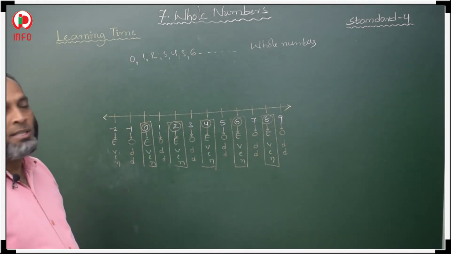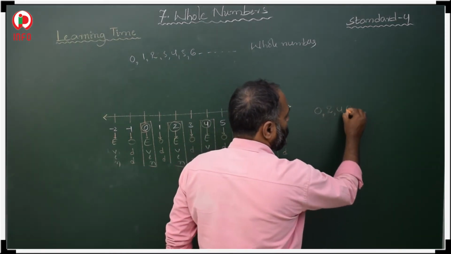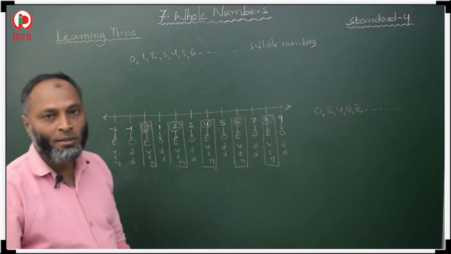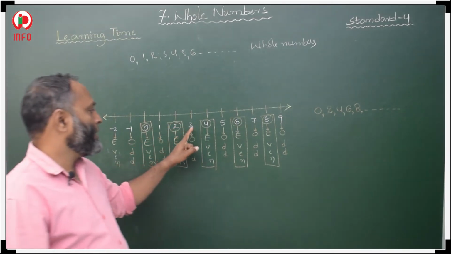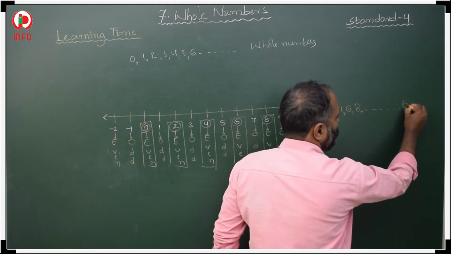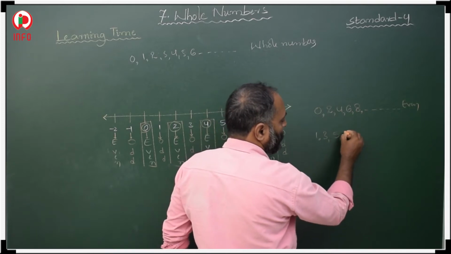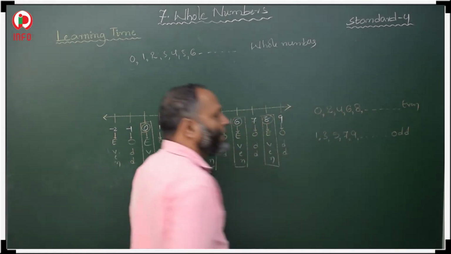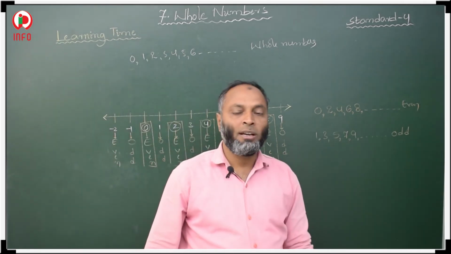0, 2, 4, 6, 8 and so on. All these numbers are even numbers, and the rest of the numbers left are 1, 3, 5, 7 and 9. So these numbers are even numbers. Then 1, 3, 5, 7, 9 and so on, these numbers are odd numbers. These even numbers are divisible by 2 and these odd numbers are not divisible by 2.